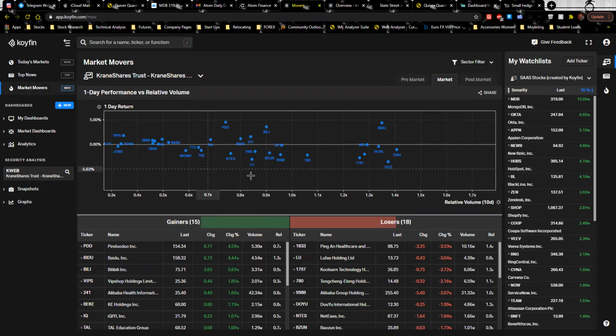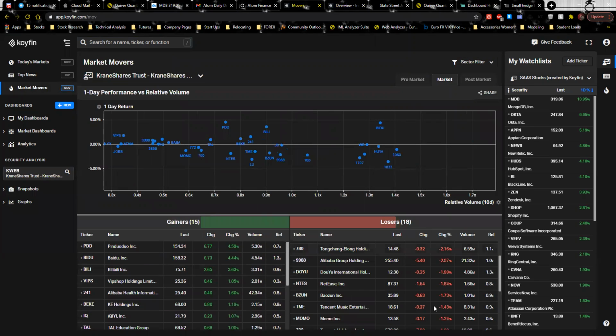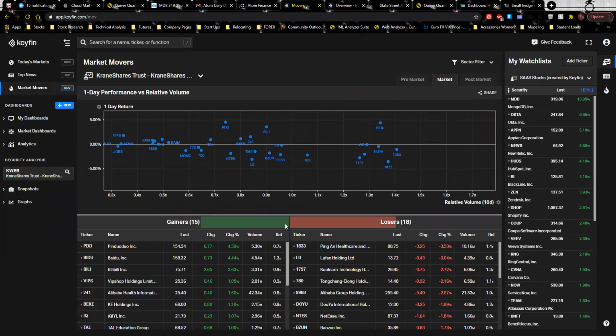Same thing with KWEB. You can see who's popping, who's not popping, who was popping today, who wasn't. So it gives you your gainers, your losers, and your market movers for this ETF.